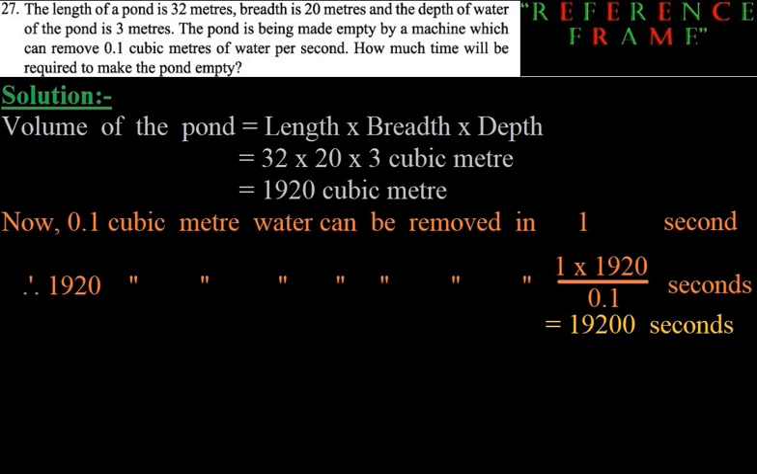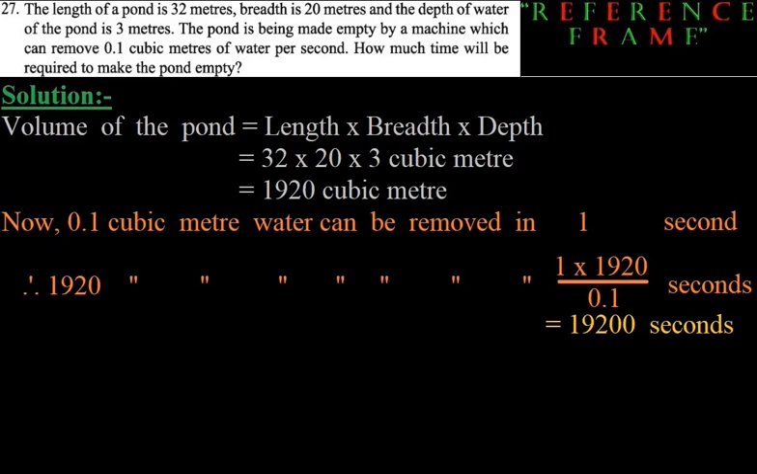Look, as given in the question, 0.1 cubic meter of water can be removed in 1 second. So similarly, by the unitary method, 1920 cubic meter of water can be removed in, by calculation, 1 into 1920 divided by 0.1 seconds, which is 19,200 seconds. I repeat, 19,200 seconds is the total time required for the machine to empty the pond.